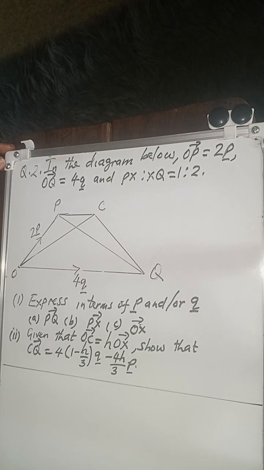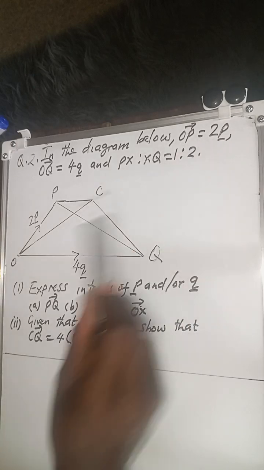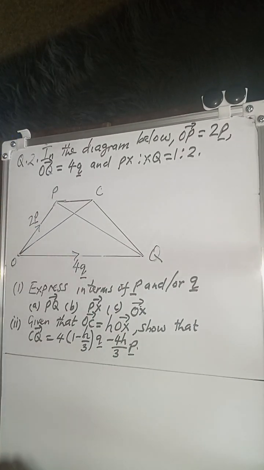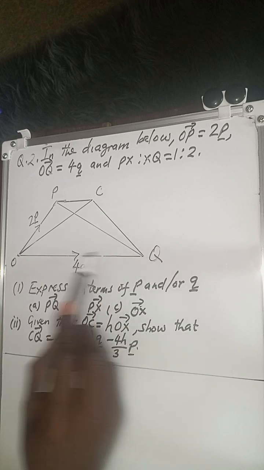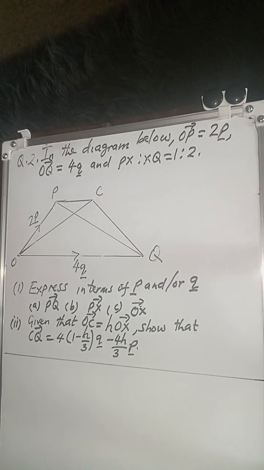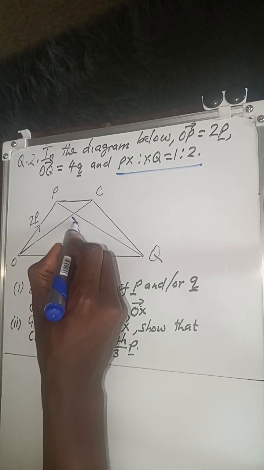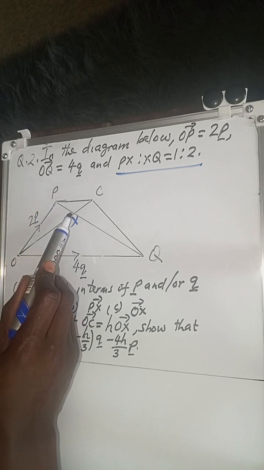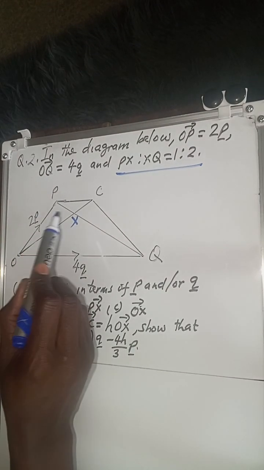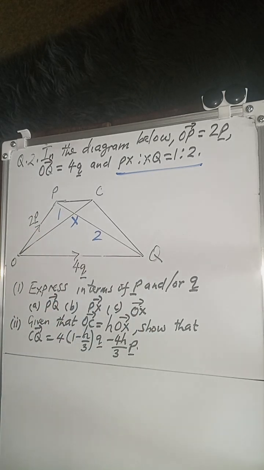And also this question came in another exam, but let me try to show you how you can go about that. So question number 2 says in the diagram below, OP from O to P is represented by 2 vector P, then O to Q is represented by 4 vector Q, and the ratio PX to XQ is 1 to 2, so PX is representing the ratio 1, and X to Q is simply 2. So please pay attention when it comes to the ratios.